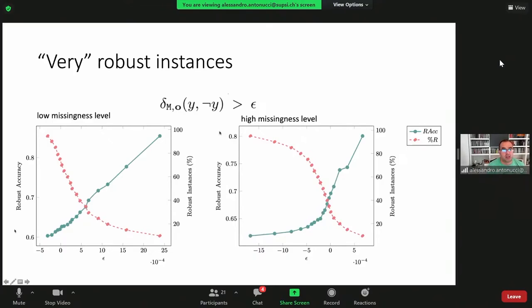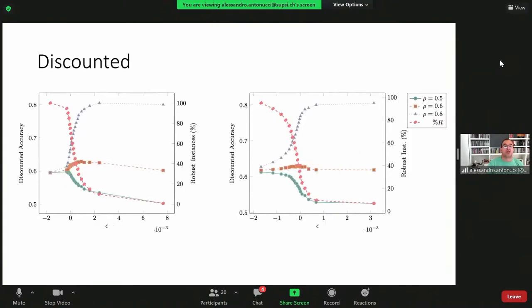This can be my last slide, and I just want to say that if we ask for very robust instances, so we ask this measure not only to be positive for dominance, but to be greater than some epsilon, of course, you see the red line is the percentage of robust instances. So we have less robustness, but on the instances which are robust, we have very high accuracy. So it's like we select the accuracy on which we are very, very certain of the result. And this is something you cannot do by traditional approaches.